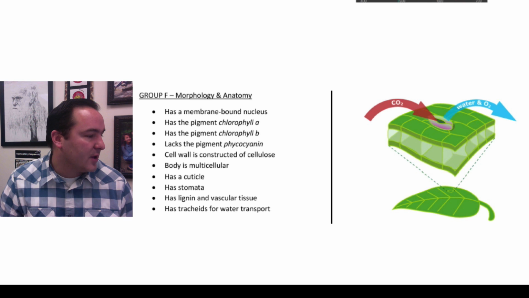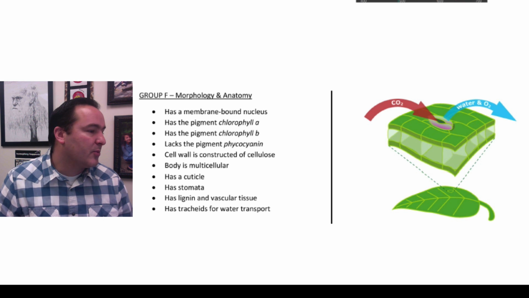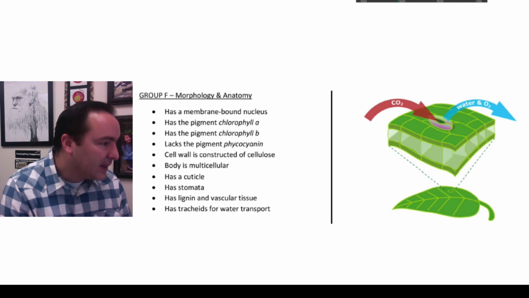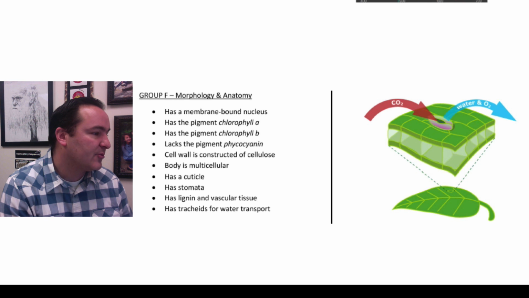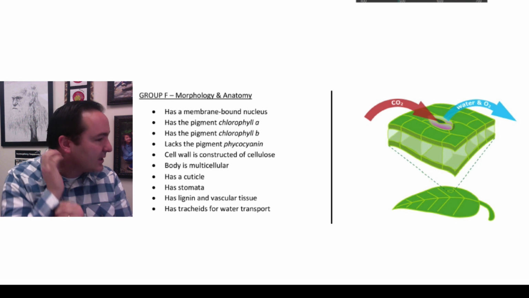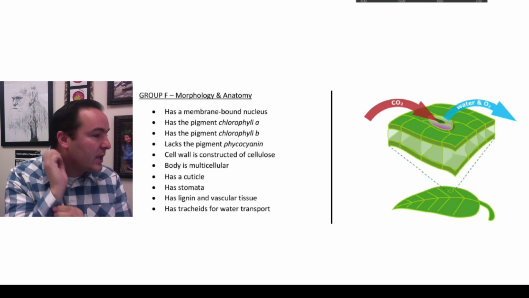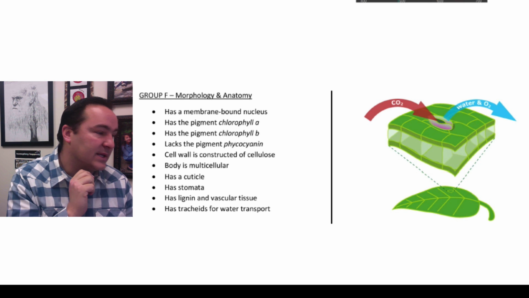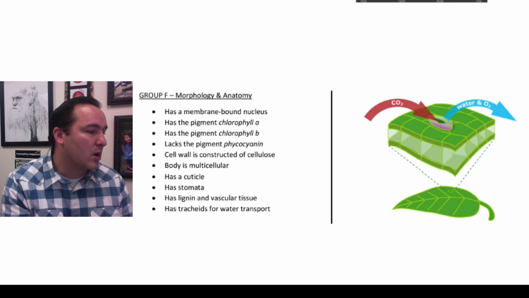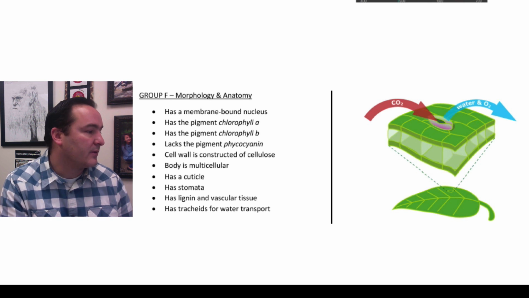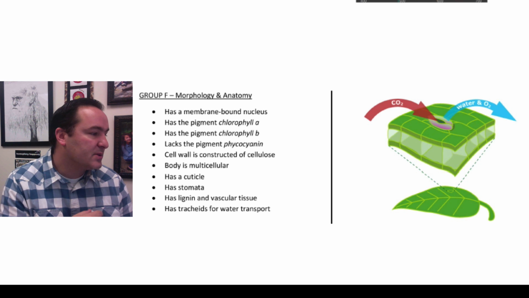Finally, for Group F, this group shares many similarities with Group E. So again, we can guess that it's probably land-dwelling. It can live in some dry environments. However, this group lacks secondary growth, so it doesn't have woody parts. So it probably doesn't get very tall. It's probably a closer to the ground growing type of organism. And again, this group is probably capable of reproducing sexually because it is multicellular and has a nucleus.